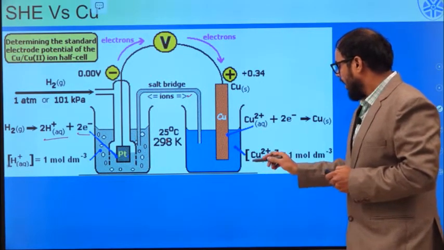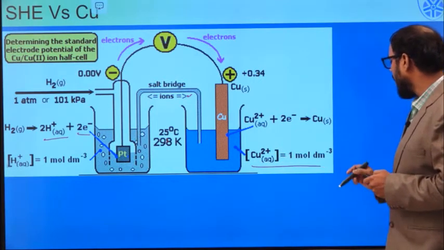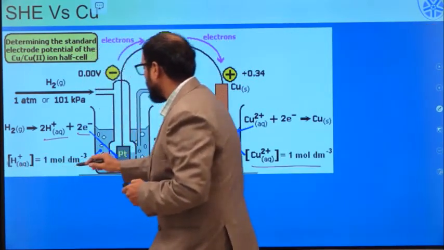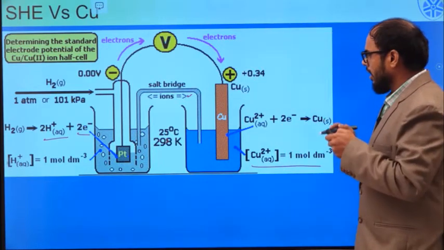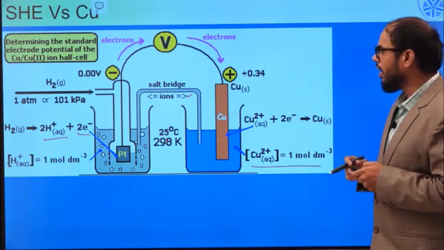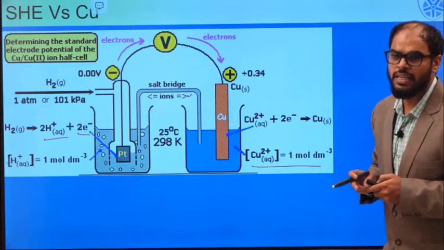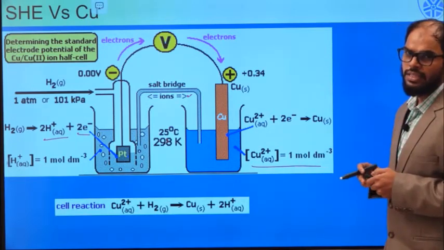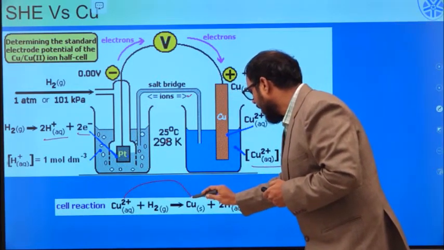We should know that in this case, the copper plus 2 ion concentration is maintained at 1 molar per decimeter cube, and the H plus ion concentration is also maintained at 1 molar per decimeter cube. These conditions are to be maintained throughout the process, where the hydrogen gas is at 1 atmosphere or 101 kilopascal at 298 Kelvin.